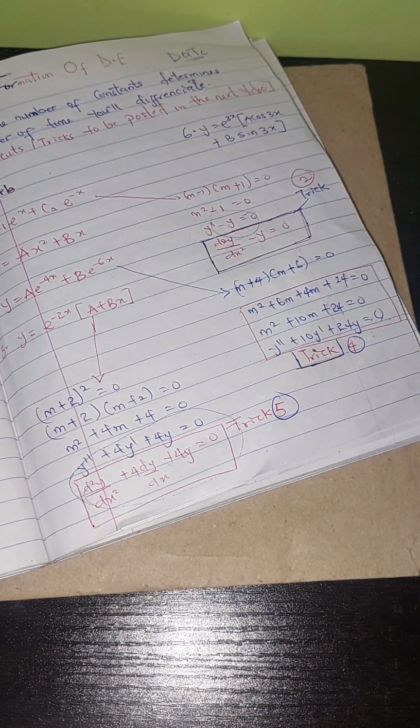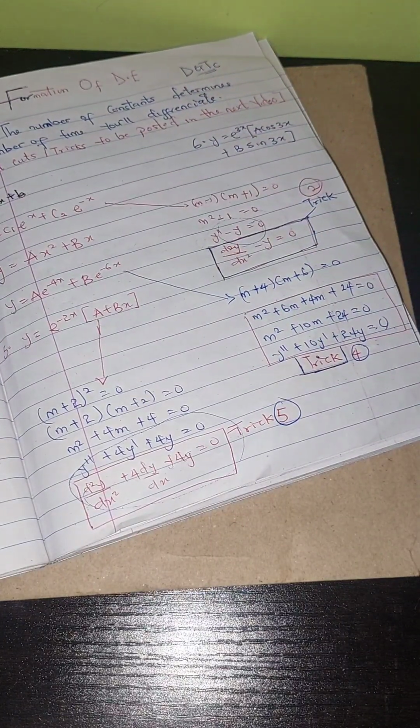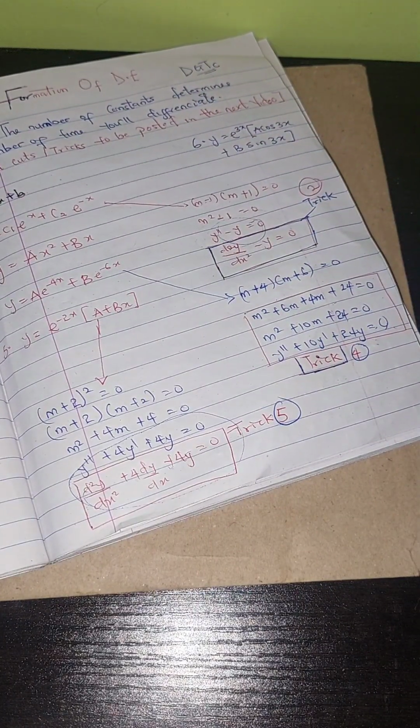So don't forget, I said you have to differentiate with respect to the number of constants you have, and then after differentiating, if you notice that it doesn't form a differential equation, all you need to do is make those constants the subject of the equation and then equate it back to your question.